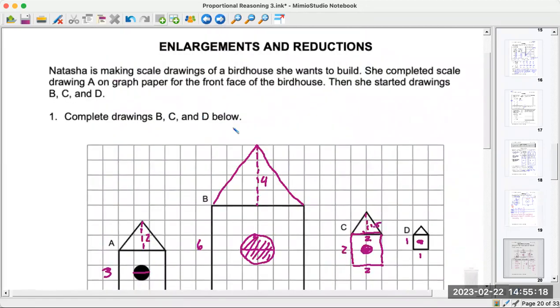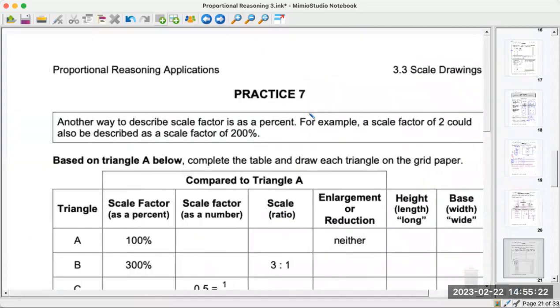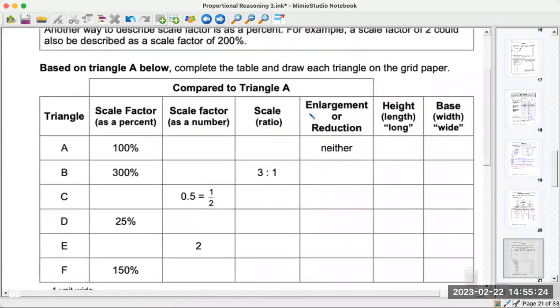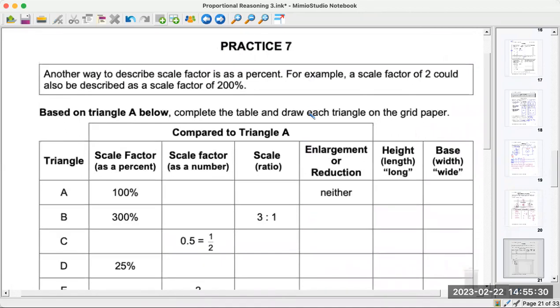Next page. This was page 17. We're moving on to page 18. You're lucky I'm not giving you anything you have to do yourself in this one. I'm doing it all because it's so much fun.